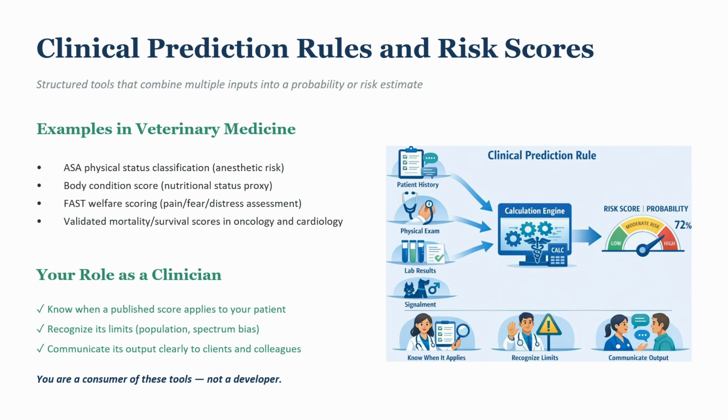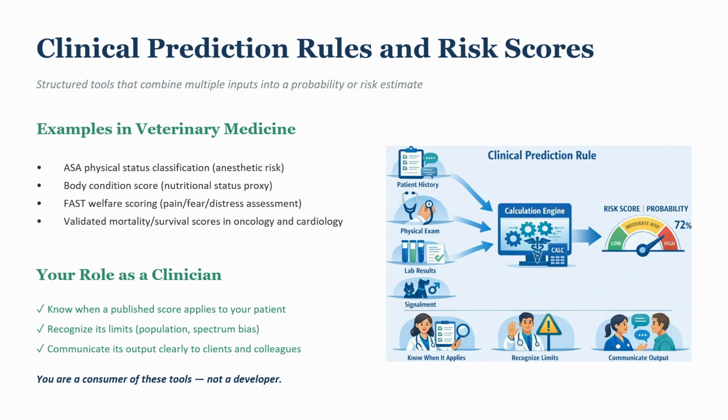What distinguishes a clinical prediction rule from a casual clinical impression is that it was formally derived and validated, meaning someone collected data, built a model, and tested whether the score actually predicts the outcome it claims to predict in a defined population. For day one graduates and practicing clinicians, the expectation is not that you can derive these rules. That's the work of researchers. Your job is to be a smart consumer. That means knowing when a published rule applies to your patient. Specifically, whether your patient resembles the population the rule was developed in.